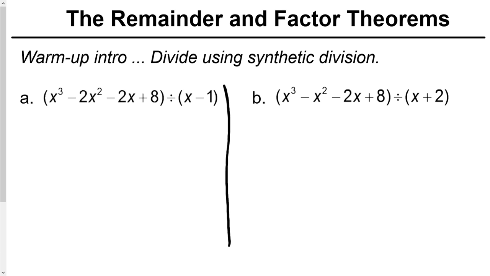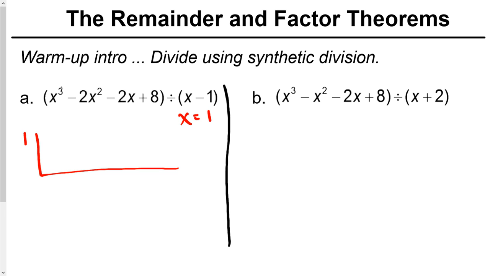All right, now that you've had a chance to work on all of those, let's go through and make sure that we did everything correctly together. In the first one, we had x cubed minus 2x squared minus 2x plus 8 divided by x minus 1. If this is my factor, then x equals positive 1 would be the solution, or the root, or the zero. So I'm going to use that when I'm doing synthetic division.